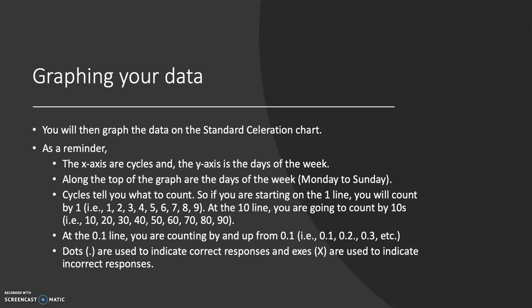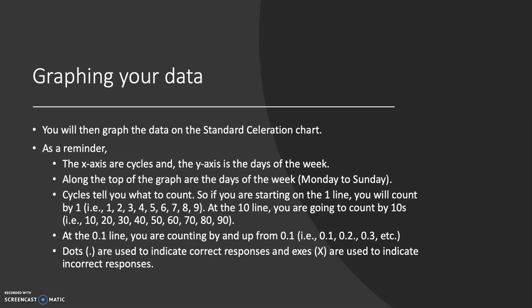You are now done with the data sheet, and we'll switch over to the standard acceleration chart. As a reminder, the x-axis are cycles and the y-axis are days of the week. Along the top of the graph are the days of the week from Monday to Sunday. Sunday is the bold line, which can help you to figure out which day you need to graph on. It's also helpful to remember to use a pencil when graphing your data in case you make an error, to keep the graph clean. Given the style of the graph, you can imagine what it would look like if you are using whiteout to correct mistakes or to cross out mistakes anywhere.